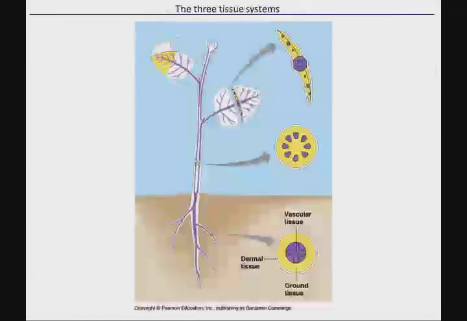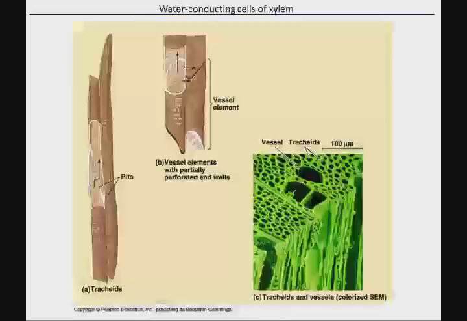Now, the vascular tissue of the plant in this picture is purple in color. And this is going to be made up of two types of tissue. That's the xylem and the phloem. Now, the xylem is going to be responsible for moving water around the plant, and the phloem is going to be responsible for moving sugars, or photosynthate, the products of photosynthesis, around the plant. And that's going to be food for the plant. All right? So xylem is water, and phloem is food.